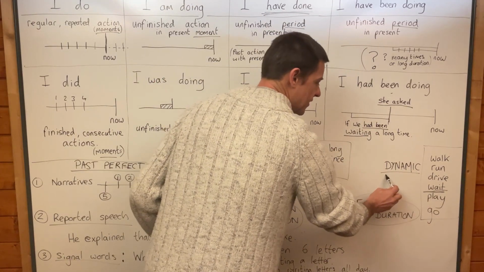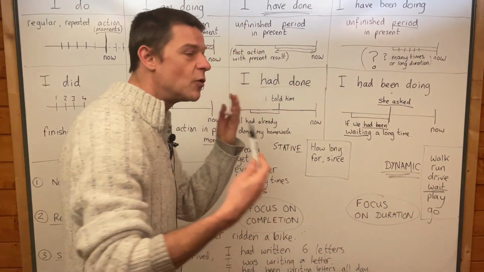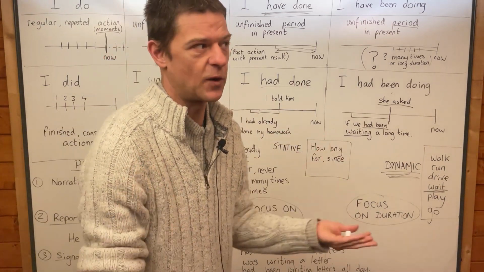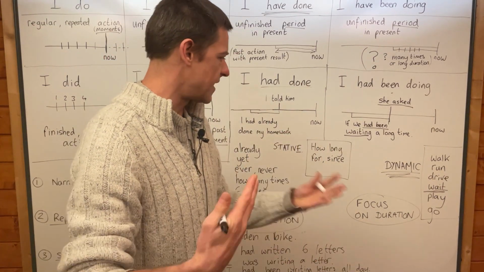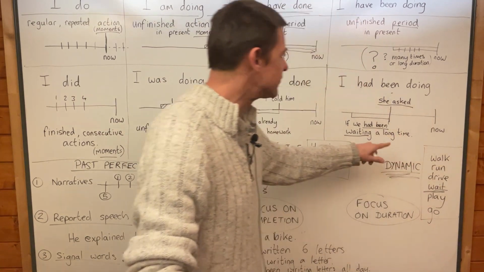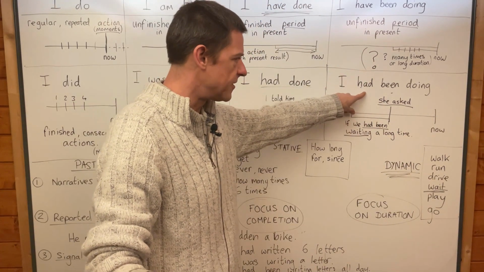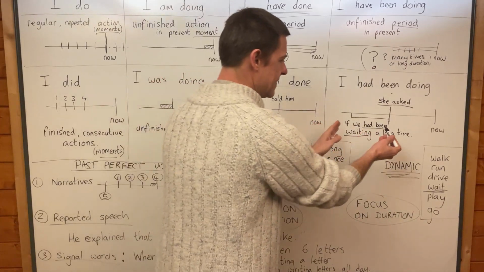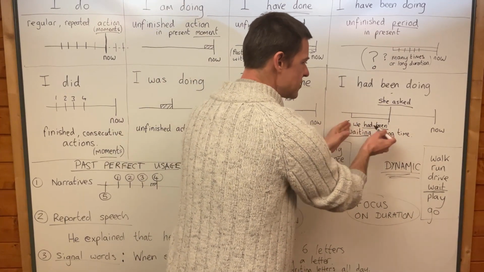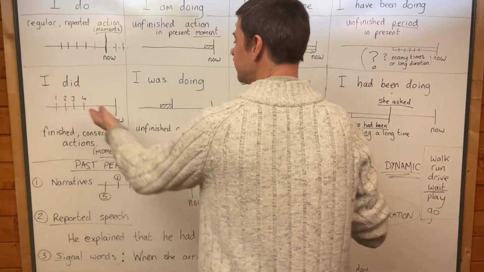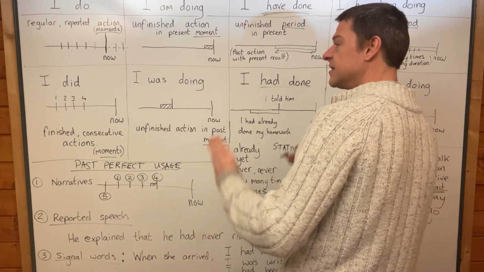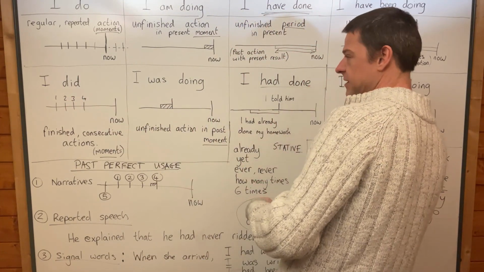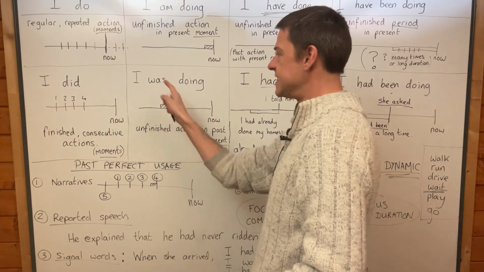Wait is a very dynamic verb. It's already about duration, isn't it? Waiting. It's already straight away about duration. So wait is very often in this past perfect continuous tense. But the thing to really remember here is that you use past perfect when you go earlier than past simple or past continuous. That's when you use past perfect, when you're earlier than these 2.